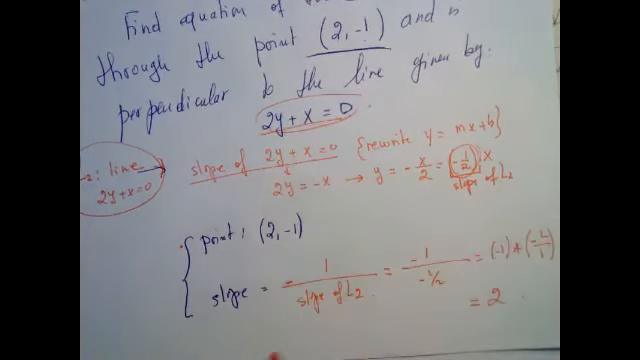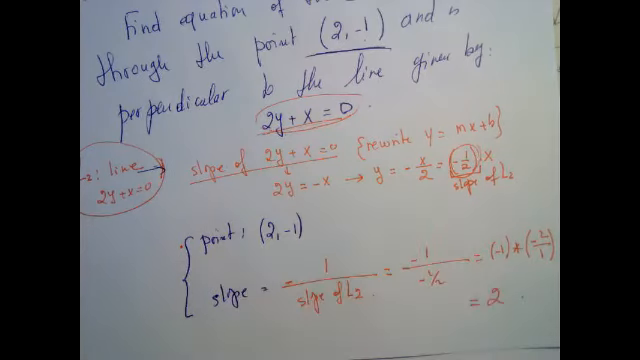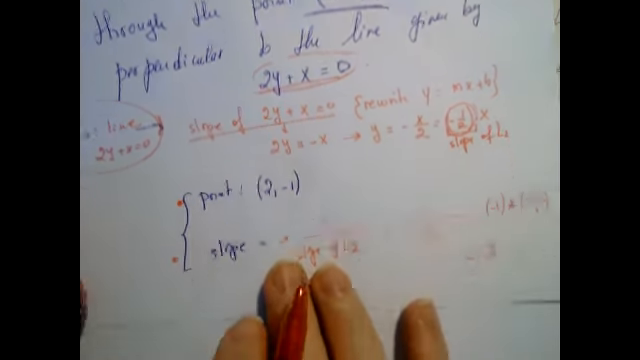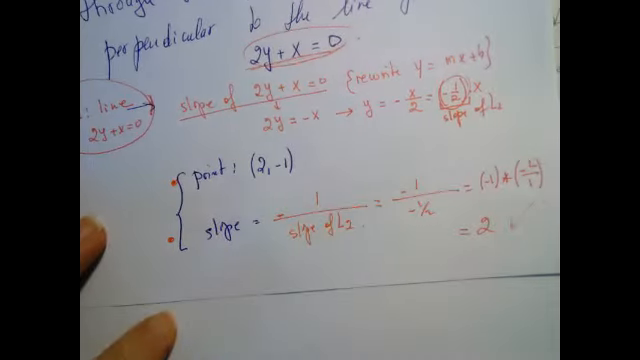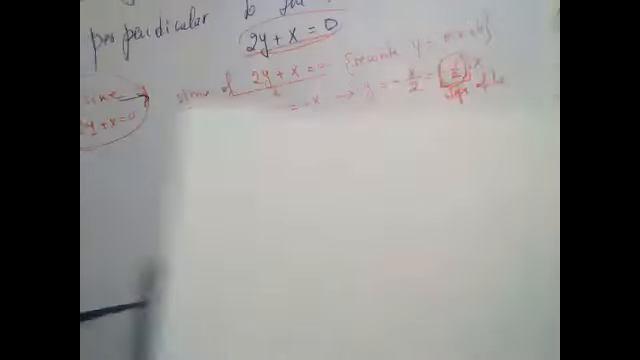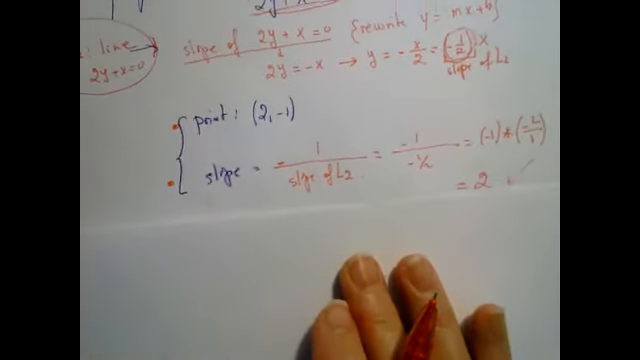Now the one I'm interested in, its slope is minus 1 over the slope of the line 2y plus x. It's minus 1 over minus a half. Now, property of fraction, minus 1 times minus 2 over 1 is equal to 2. So that will give me the slope. So now I have the point and I have the slope. Finally, I need the equation. So I'm going to use the point slope form to find the equation.